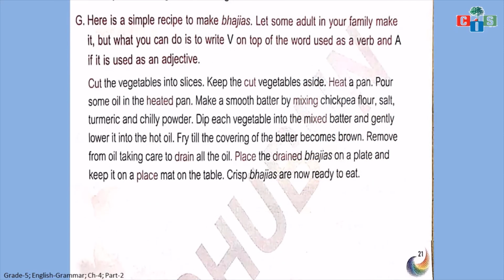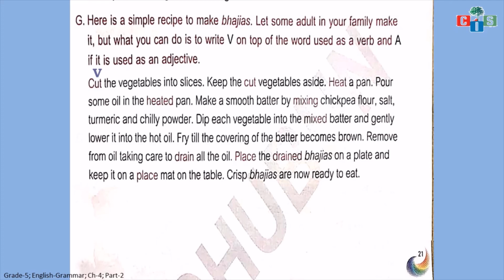It's the last exercise. Here is a simple recipe to make bhajia. What you have to do is write A for adjective and V for verb on the underlined words. Cut the vegetables into slices. So cut is working here as a verb, because by that word we are getting some action. Someone is doing some action. Cut the vegetables into slices, right? So some action is going on by the word cut.